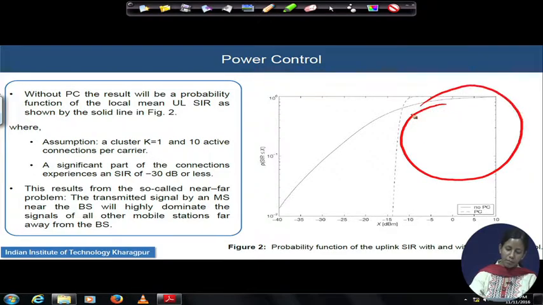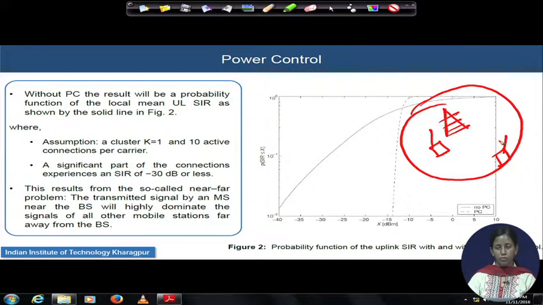Suppose this is a cell, this is the base station of interest, and suppose there are two mobile stations, one very close to the base station, another around the boundary, and both of them are simultaneously transmitting at the same power. Because of the distance, the power received from mobile station 1 will be heavily high compared to mobile station 2, and thereby dominates the decision of that base station.